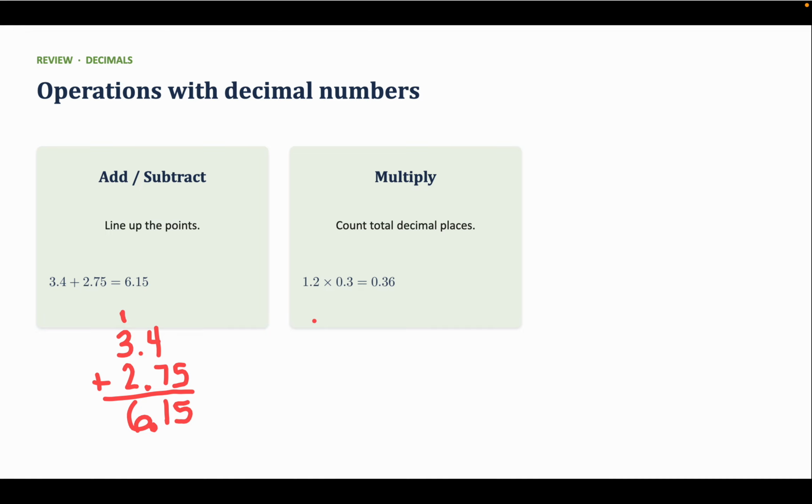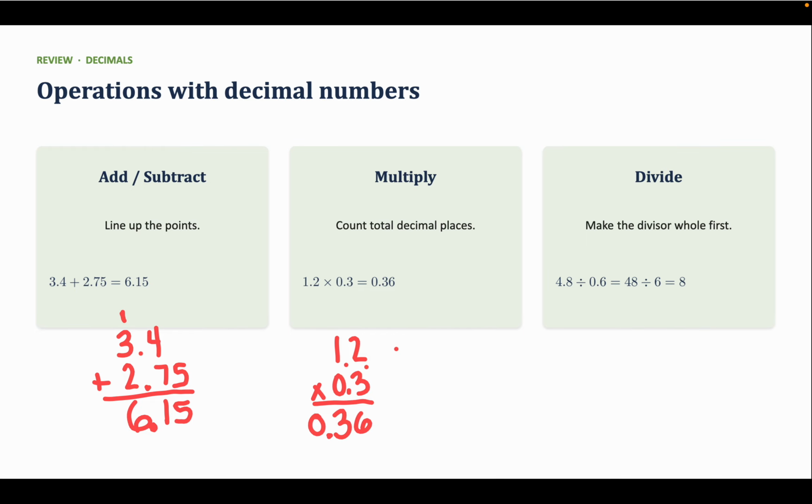When we're multiplying with decimals, we just need to count the total decimal places. So again, let's write this in vertical format. 1.2 times 0.3. Then we just multiply as if there weren't any decimals there. And then we count how many digits we have behind decimal points in our factors. We have 1 here and 1 here. So then in our answer, we need 2 digits behind our decimal point. And we can always put a 0 in the ones place when there isn't anything there.